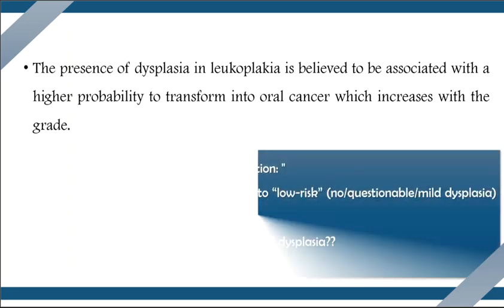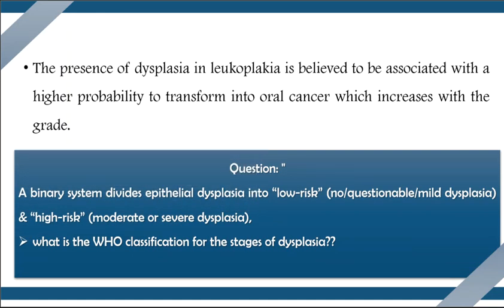Yes, we have a question. First, we are still on epithelial dysplasia. They said the division is a binary system: low risk and high risk. Low risk means no dysplasia, questionable dysplasia, or mild dysplasia, so the lab gives me a report with one of these. Or high risk, which means moderate or severe dysplasia. The WHO made another classification for the stages of dysplasia. I want you to search for it and write it for me.